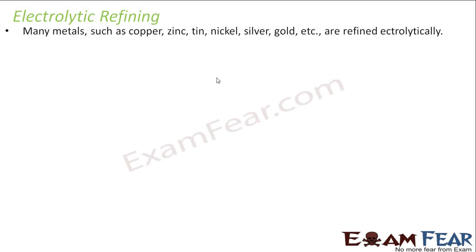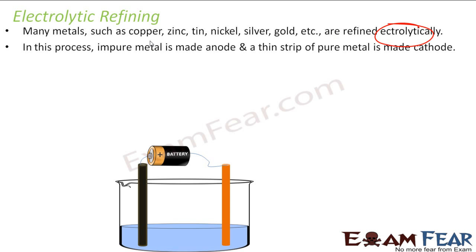Many metals like copper and zinc are refined electrolytically. We'll tell you how. In this process, an impure metal is made the anode. So this is the anode, this is the cathode, right? This is my impure metal and this is pure. I'm assuming it's copper, right? This is impure copper which has impurities in it, and this is a very thin strip of pure metal, and this is thick. I should have made this bigger actually. It's okay. So there's a very thin strip of pure metal and a very thick strip of impure metal.